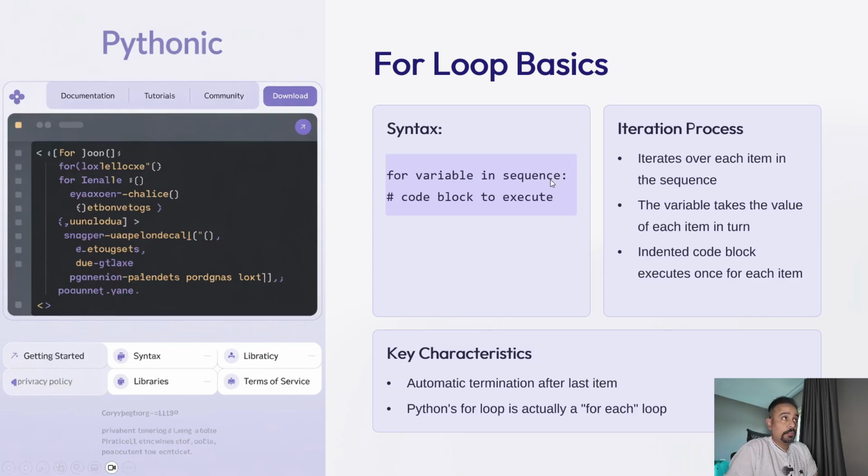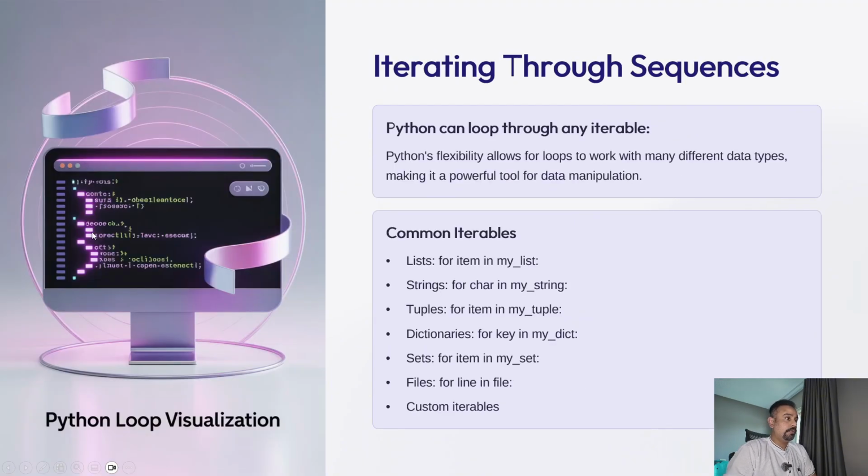Whatever sequence you define over here, it might be a list, it might be a set, or it might be some other data type. If there is a last item that has been processed by the for loop, it will automatically terminate the loop. Now let's understand how iteration works with different sequences. Common iterables that we should be aware of are lists, strings, tuples, dictionaries, sets, files, and custom iterables. Today we will see them one by one.